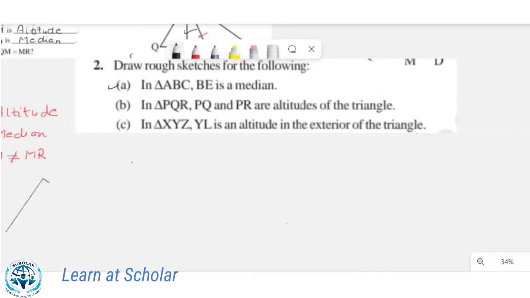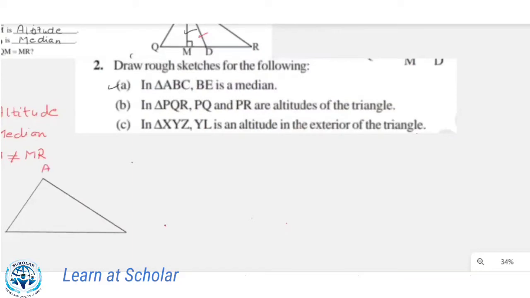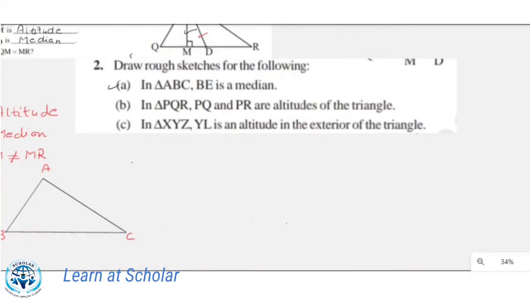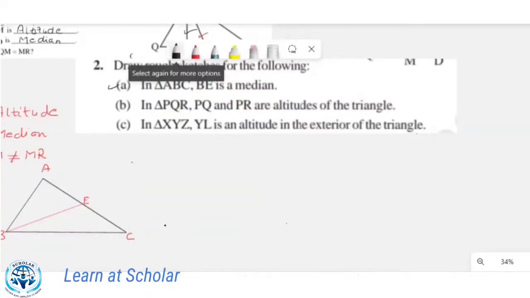Now the second question, draw rough sketches for the following. In triangle ABC, BE is the median. I have drawn the triangle ABC and now I have to draw the median BE. Yes. So it is joining the midpoint of AC.